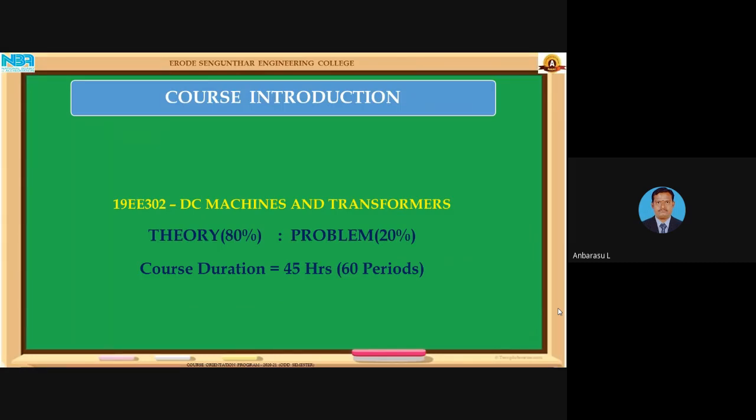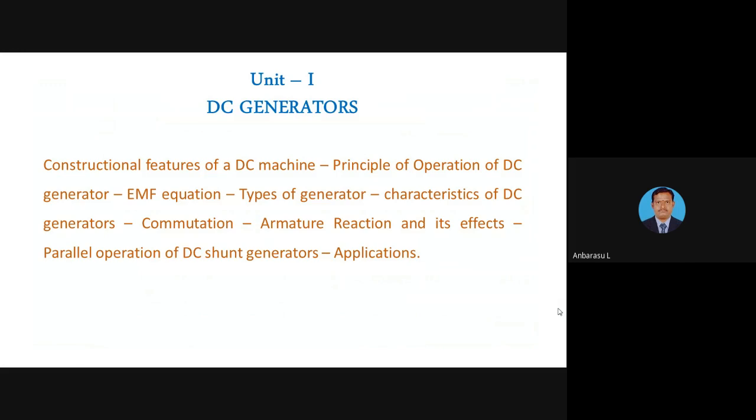This is the subject code 19EE302, DC Machines and Transformers. Mostly theoretical topics, it covers 80%, and problems cover 20%. The course duration is 45 hours, so totally it requires 60 periods.